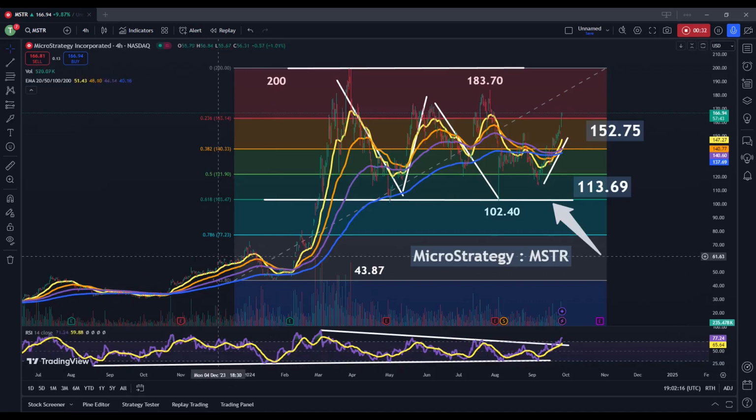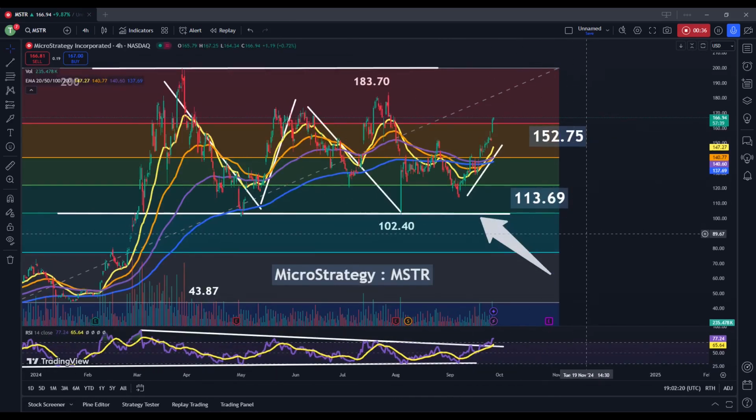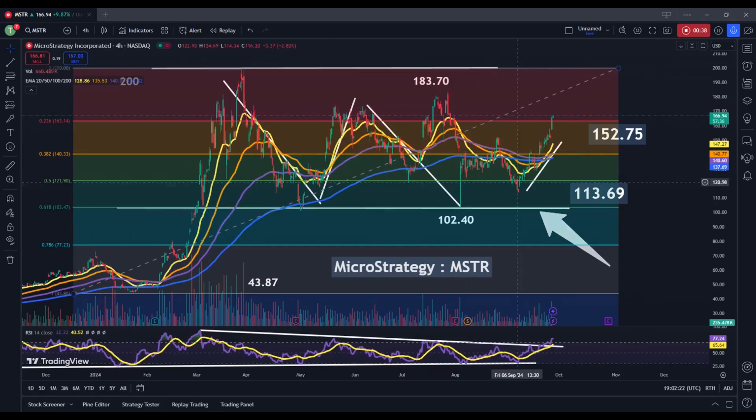So here we have a 4-hour price chart. Each candle on this price chart represents a 4-hour trading period. And as we can see here, most of the cryptocurrency space today is having a strong day. I just finished a video on Coinbase, and there has been a very significant reversal in Coinbase share prices. So currently what we're seeing here is MicroStrategy stock that is now breaking through some important resistance levels.